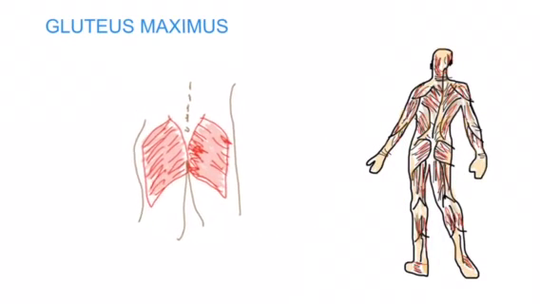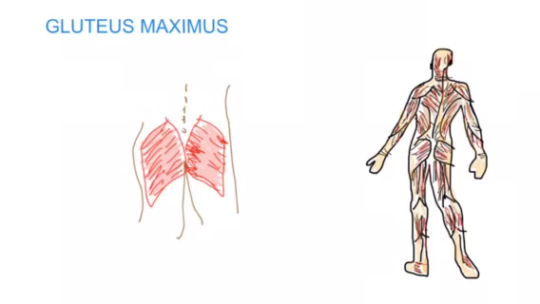The gluteus maximus is located in the buttocks. Its origin is the posterior surfaces of the pelvis and the sacrum, and it inserts at the femur. It assists with the action of extension and abduction of the thigh.